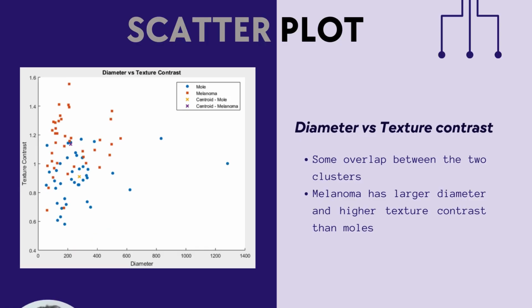This is the scatter plot for diameter versus texture contrast. There are some overlap between the two data of melanoma and mole. Melanoma often presents with larger diameter and higher texture contrast compared to mole. So based on the plot, there are clear difference in diameter and texture contrast.